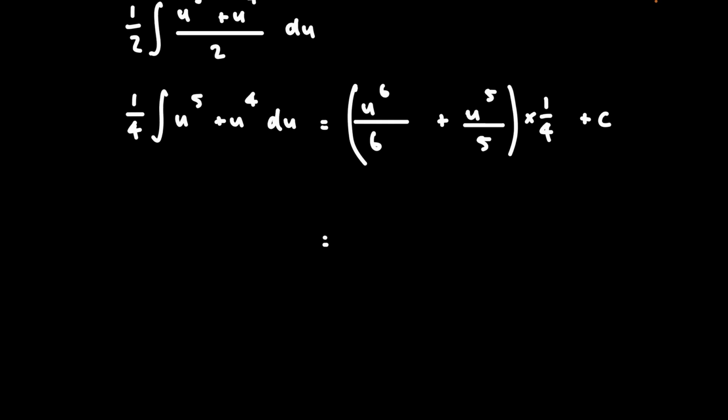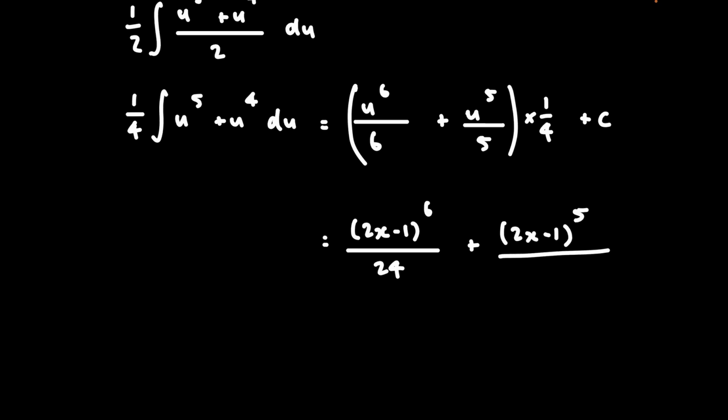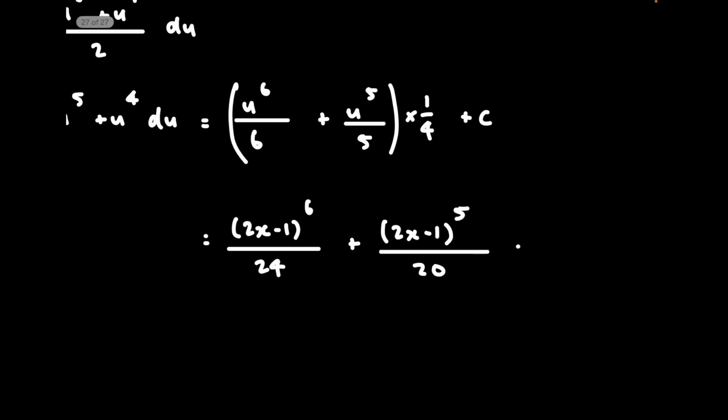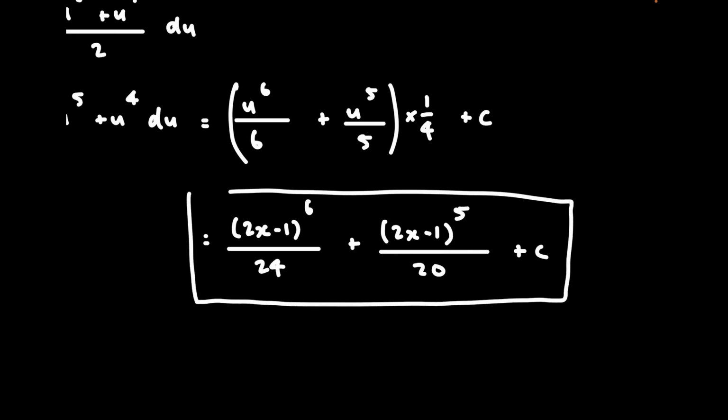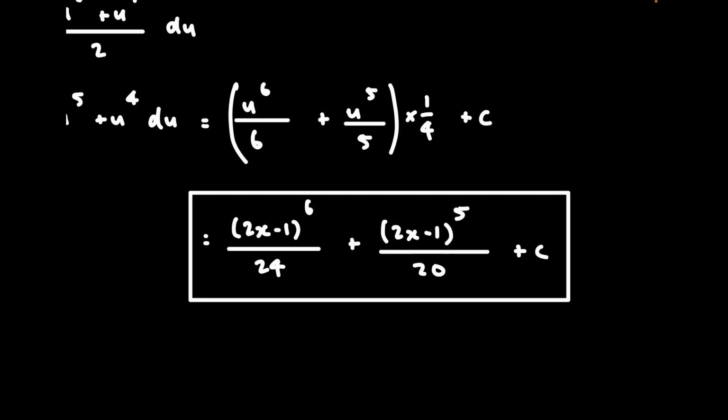So if I were to fully simplify, I'll get 2x take 1 to the power of 6 divided by 24 plus 2x take 1 to the power of 5 divided by 20, because that's 5 times 4, plus c. And that is how you do u sub for this question over here.